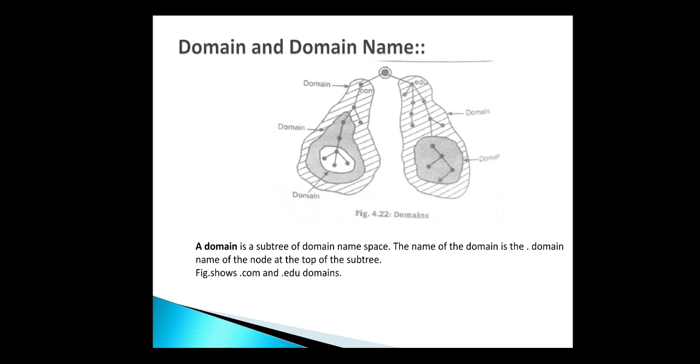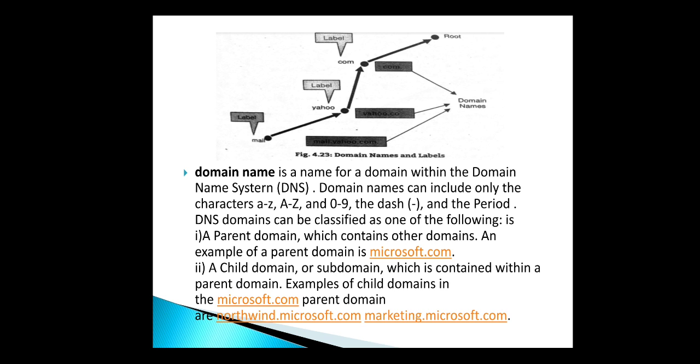Next topic is what is a domain and domain name. A domain is a subtree of the domain namespace. The name of the domain is the domain name of the node at the top of the subtree. The figure shows that .com and .edu are domain names. A domain name is the name for the domain within the domain namespace. A domain name can include only the characters small a to z, capital A to Z, 0 to 9, the dash and the period.